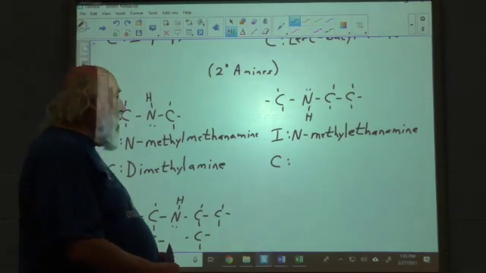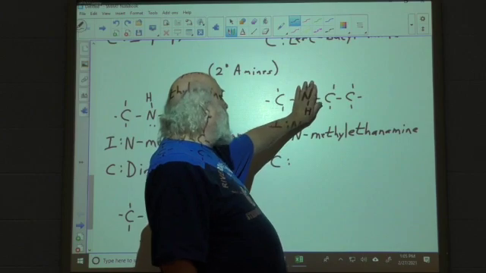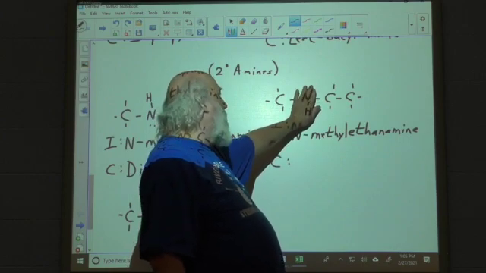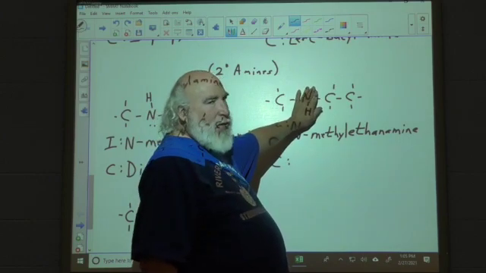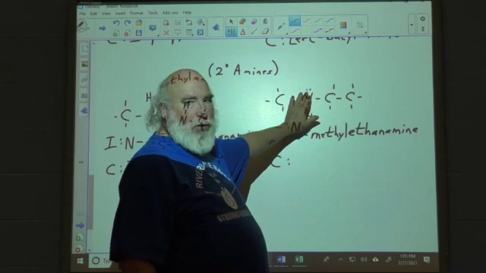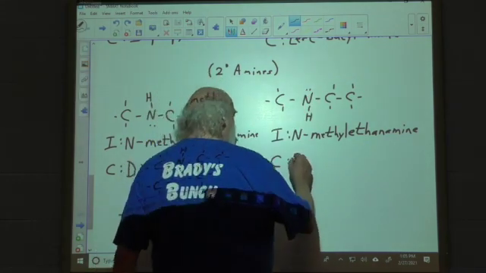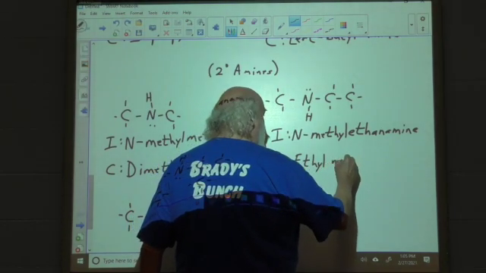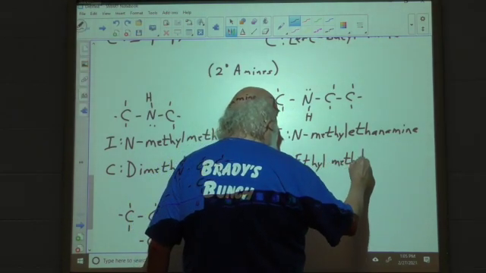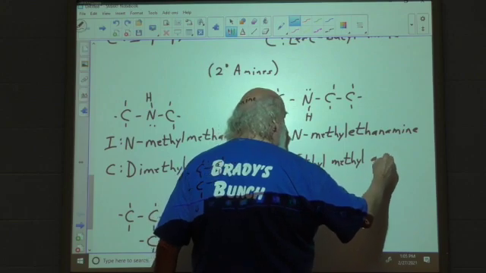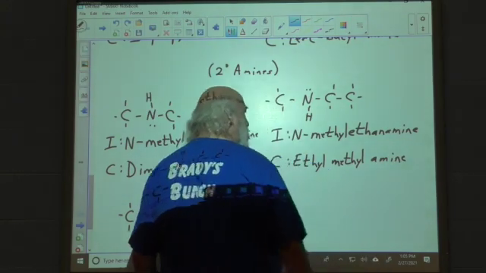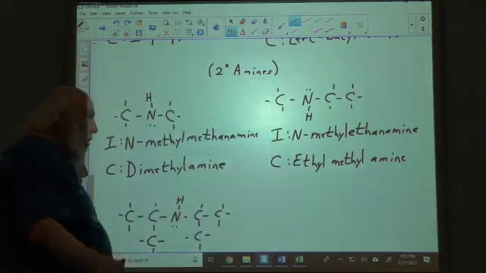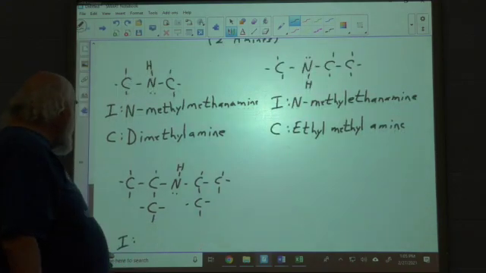Now the common name again, you put your hand there and you see the 2 groups bonding to it. You got a methyl group and an ethyl group. Go alphabetical, ethyl before methyl. Ethyl, methyl, amine. 3 different words. 1 word for the IUPAC, 3 for the common.